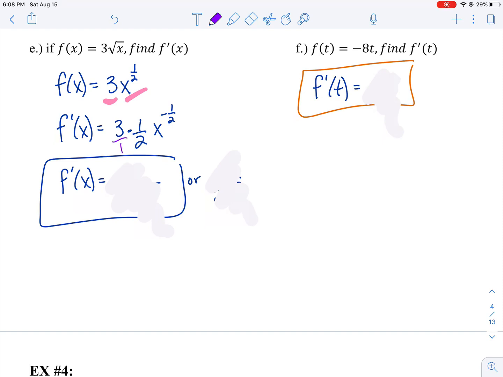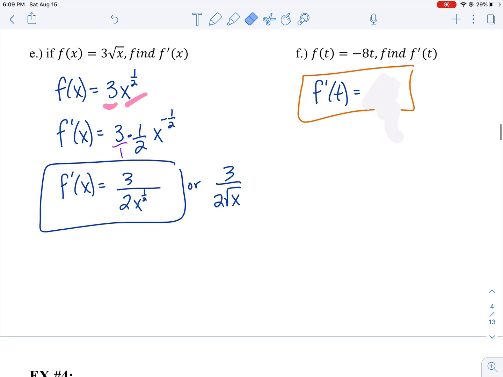On my fraction, if I put this 3 over 1, I really have a 3 over 2 times x to the negative 1/2. But let's take that x to the negative 1/2 and drop it down to the denominator next to my 2 so it becomes positive. So we can say that the derivative of 3 times the square root of x is really 3 over 2x to the 1/2. Or if you put it back into a radical, you could really say 3 over 2 times rad x. All right, one more.